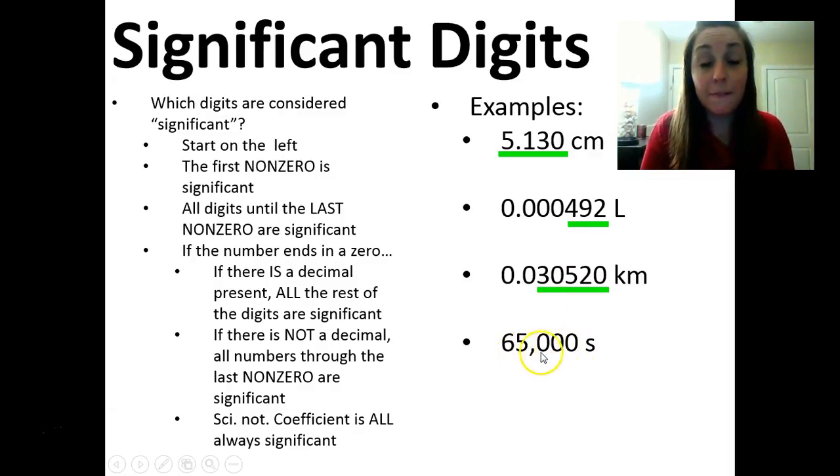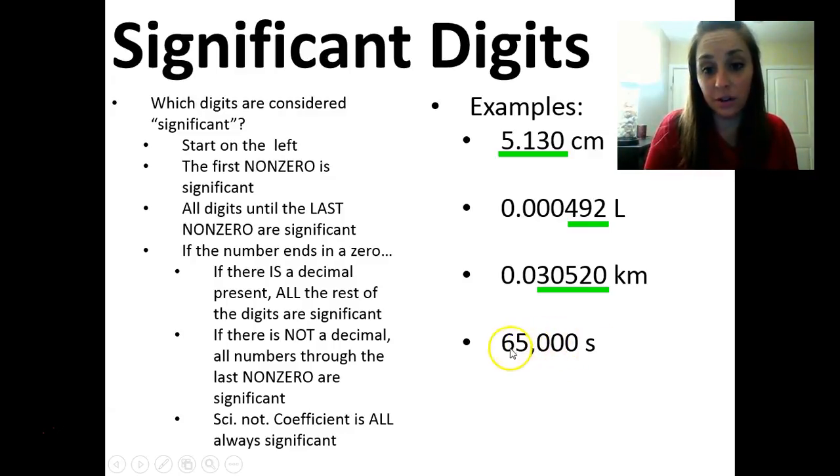65000. My first number that's not a 0 is the first digit I said. That's a 6. My last non-zero is this 5 right next to it. Notice all of the things after are zeros. So the 6 and the 5 are my non-zeros. I end with a bunch of zeros. Do I get to keep them?